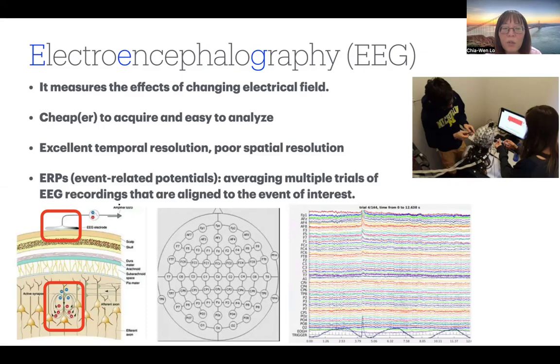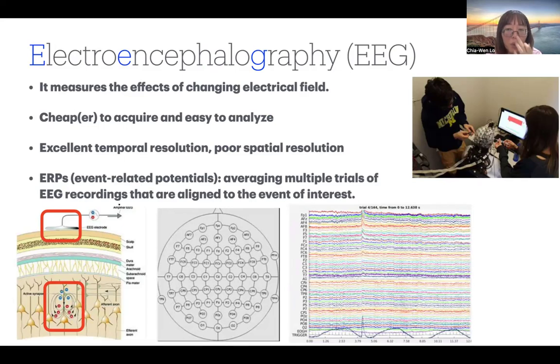It's usually cheaper to acquire and easy to analyze. And it has excellent temporal resolution, so it can basically collect data at the millisecond level, but it has poor spatial resolution. That means, for example, if you want to know which brain region activates when you process a WH question, you may need to use fMRI but not EEG.